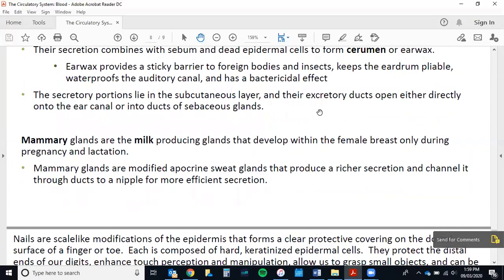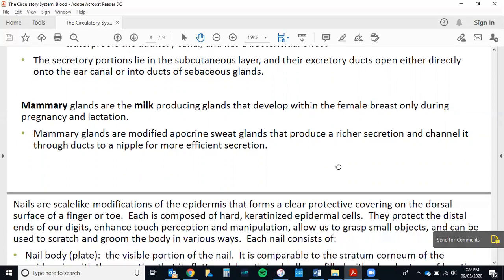The secretory portion of these glands lies in the subcutaneous layer. The excretory ducts open either directly into the ear canal, or into ducts of sebaceous glands, which then open up into the ear canal.